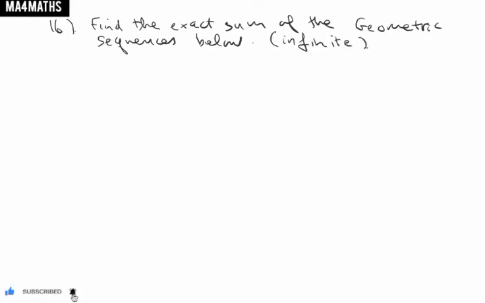So here's the thing. The sum to infinity is equal to a over 1 minus r, providing the absolute value of r is less than 1. So that's an important thing, very, very important. So we have to keep that in mind.